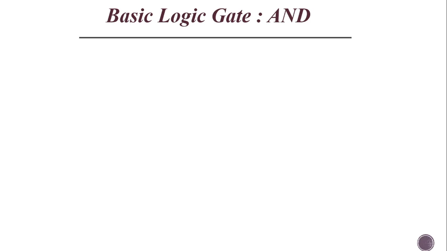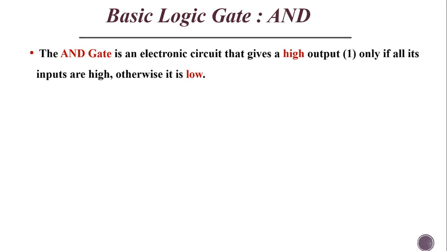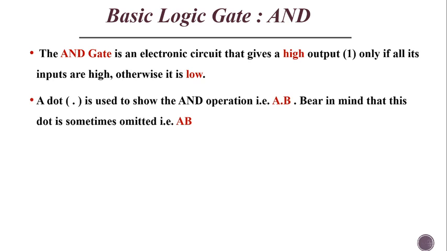The first basic logic gate is the AND gate. This AND gate is an electronic circuit that gives a high output only if all its inputs are high, otherwise it is low. This represents the operation of the AND gate. A dot is used to show the AND operation. That means we can write this as A dot B, but we read it as A and B. Sometimes we can omit this dot and represent the AND operation as AB, and still we read this as A and B.